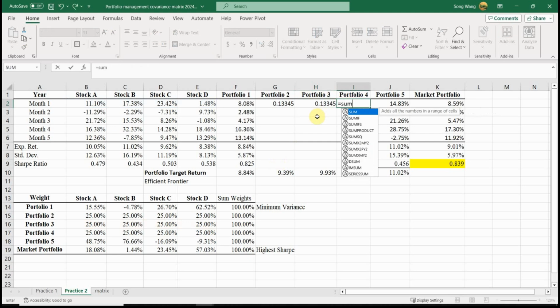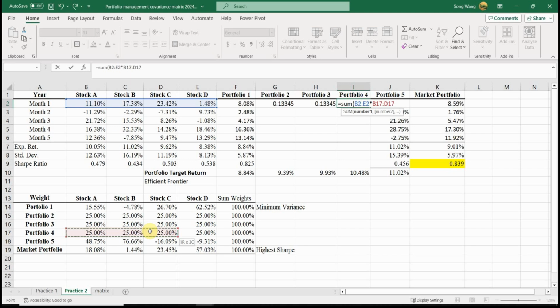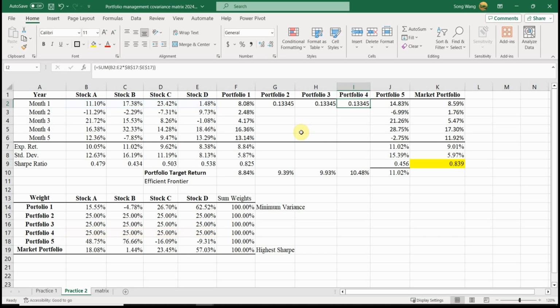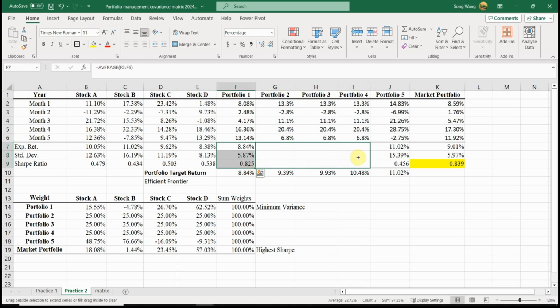And then the sum of the same stock return in the same month times different weights, even though it's the same number. That's for portfolio 4. Be very careful. Even though it's the same number, that's in a different row. All right. Okay. Control Shift Enter. And then I'm going to drag it all the way down. Okay. And edit the format. And then I will need to drag all these results to calculate their expected return, standard deviation, and Sharpe ratio.